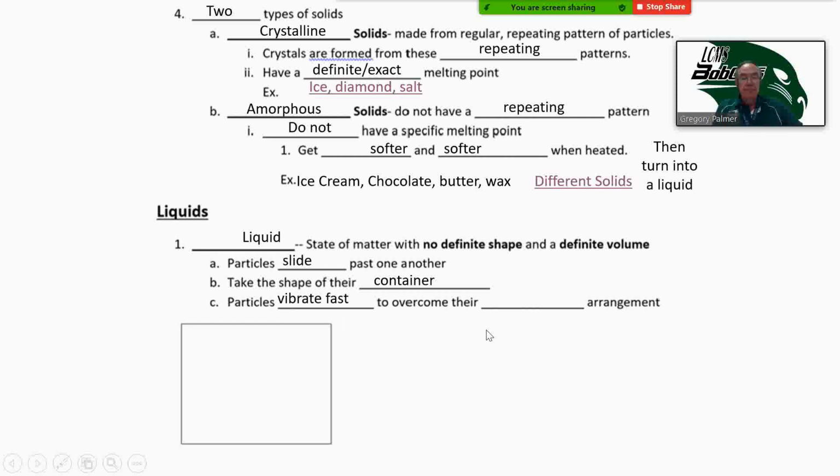As they can slide past one another and they're not all connected, okay, they will take the shape of their containers. So as I just explained, the particles are vibrating fast enough to overcome the ordered arrangement, the bonds that were holding them together to make them to be a solid.